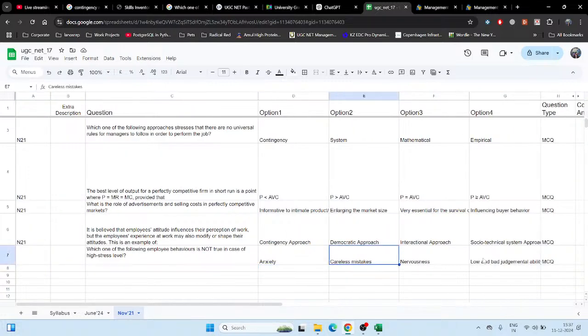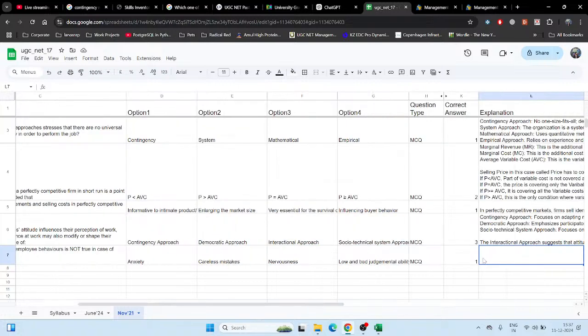So I believe that is why the answer given in the sheet is B. Although it is related to high stress levels, it can be an effect of many other criteria, not only of high stress level. So this is a trick question. We'll write the answer: anxiety, careless mistake, nervousness, slow and bad. I will go with anxiety, although I know it is very wrong, either B or D, but still. Trick question.